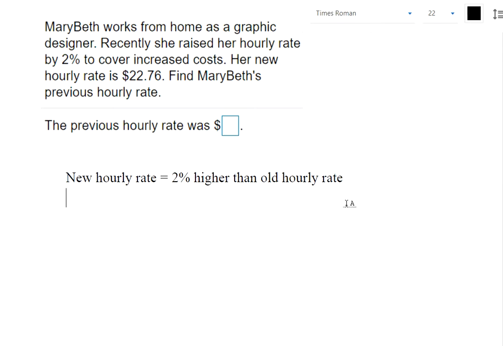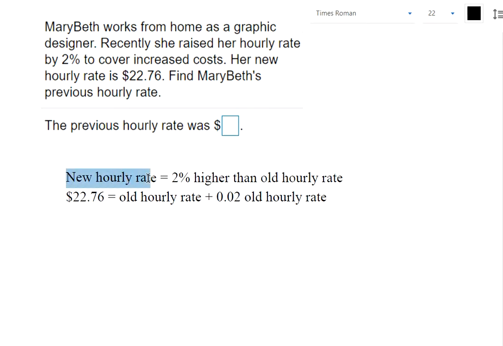So the new rate, I actually can put a number to it. That's $22.76. And now to make something 2% higher in mathematics, there's two different ways of doing it. You could take the old hourly rate and add 2% of the old hourly rate. And let's just stick with that method. I'll show you the quicker method in just a second. It's less intuitive though.